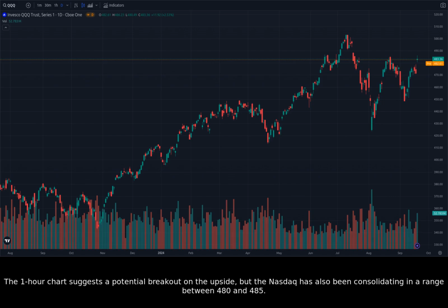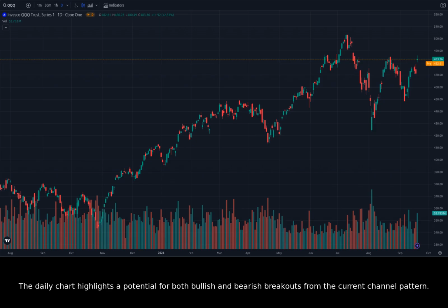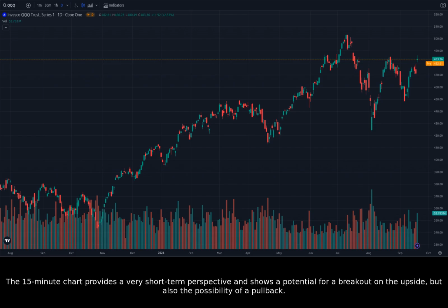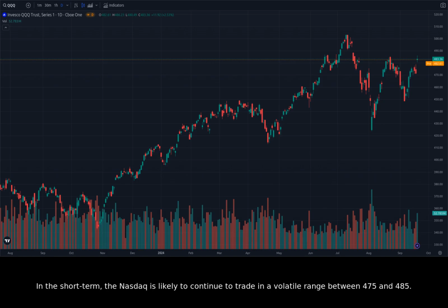between 480 and 485. The daily chart highlights a potential for both bullish and bearish breakouts from the current channel pattern. The 15-minute chart provides a very short-term perspective and shows a potential for a breakout on the upside, but also the possibility of a pullback. In the short term, the Nasdaq is likely to continue to trade in a volatile range between 475 and 485. The Nasdaq is currently facing resistance at 485 and support at 475.